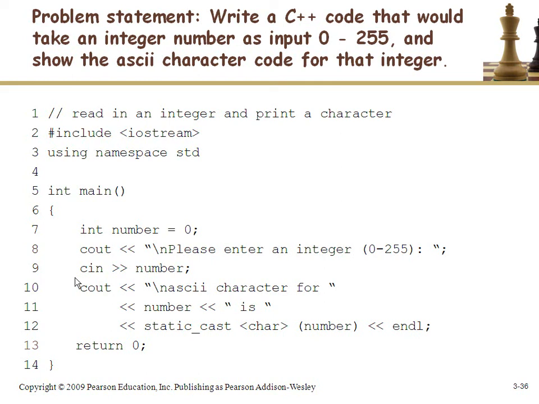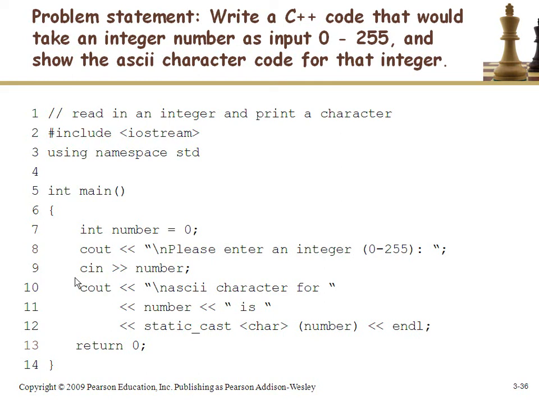Line 7, we are declaring a number and initializing it to 0. Line 9, the first character that we output is the escape character, line feed. So wherever our cursor is sitting, it will jump to the next line, and we'll output, please enter an integer between 0 and 255, followed by a colon and space. The next line will read in an integer value into the number.